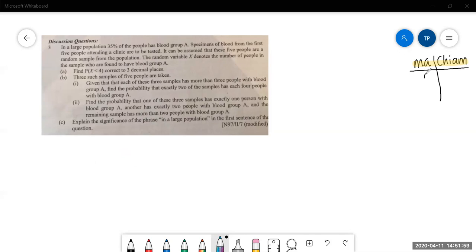One point. Ding. Okay. In a large population, 35% of the people has blood group A. So the probability of being in blood group A is 0.35. Okay, you've got to break down the question.